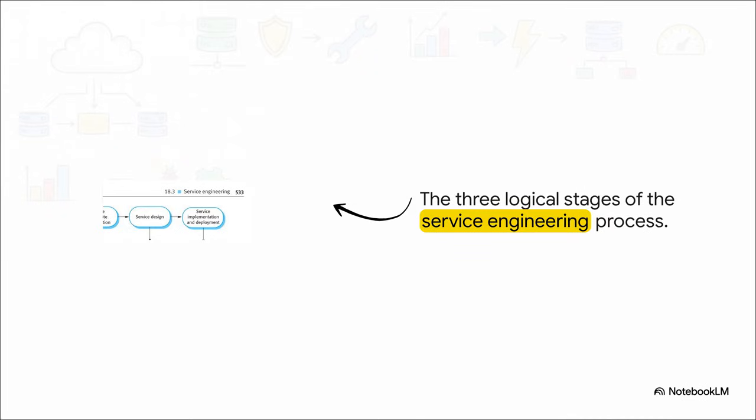Taking a look at this diagram from the textbook, you can see how we actually achieve this. Service engineering follows a strict, logical, three-step process. First up, we have candidate identification, which is where we figure out what services we actually need to build. Second is service design, where we plan exactly how the service will communicate with the outside world. And finally, implementation and deployment, where we write the actual code and make it live on a server. We're going to walk through each of these three stages step by step today.